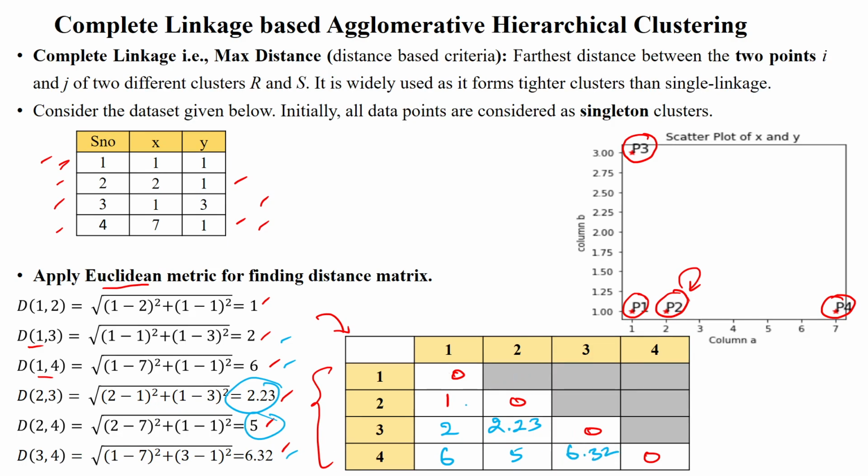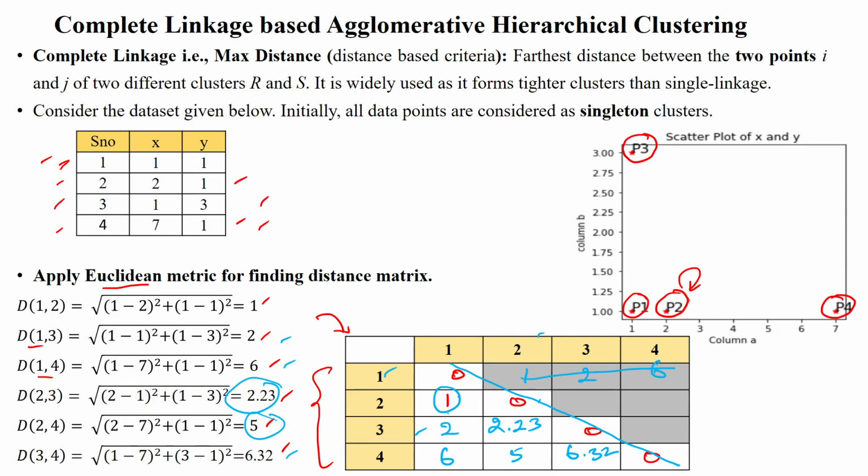Now these same values will be reflected in the upper triangle of the distance matrix. Look at that, 1 and 2 is equal to 2 and 1, this value 1, and like that, 1 and 3 is the same as 3 and 1, so it will be 2, and 1 and 4 is equal to 4 and 1, so 6. So the same values are reflected once again, so we can ignore this portion.